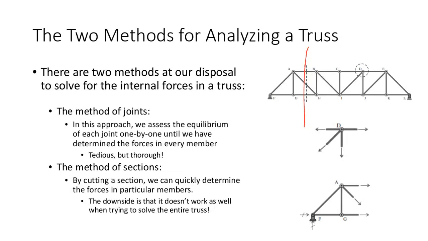And the idea is, what are the forces inside the members along that section in order to maintain equilibrium? The upside to the method of sections is that it allows you to solve for a particular member really quickly. If you have a really, really big truss and you want the force in one of the members inside the truss, then you can do that very quickly. The downside is that it doesn't really work too well when you're trying to solve the entire truss.